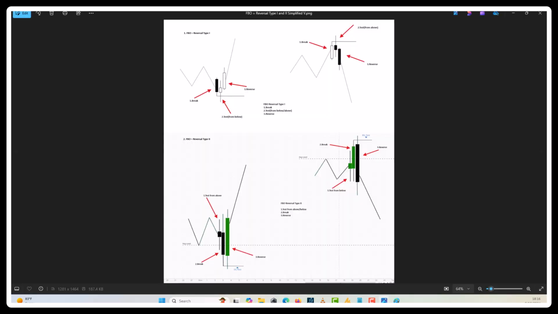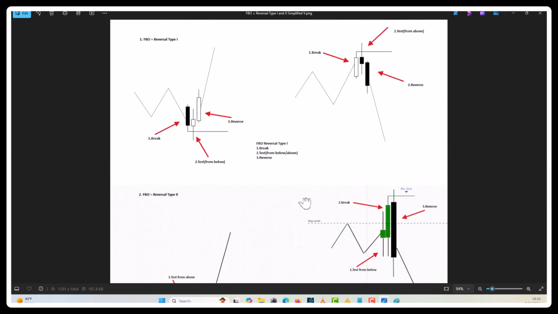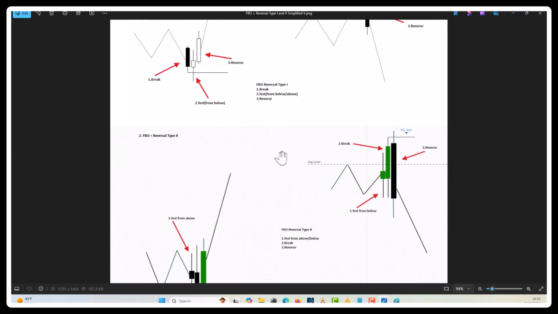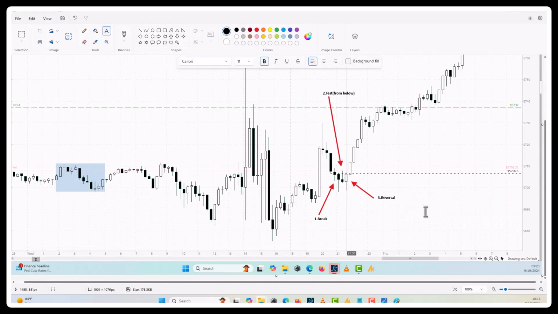Just keep in mind, we try these 2 setups. Mainly, we try to build other setups, but this is the bread and butter right there. It's the 4 breakout reversal type 1. So it's a long setup, right? You have break, test from below, and reverse. It's 3 steps right here. So we took that trade right there.